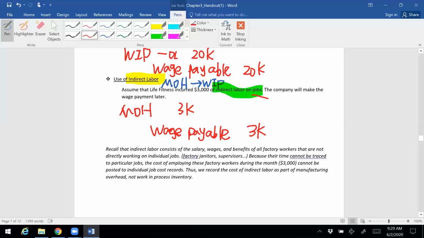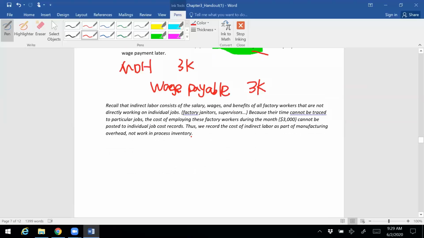When you have indirect labor or indirect material, it always goes first to manufacturing overhead. Then when you allocate it, you get the portion out of the manufacturing overhead pool and allocate it to that specific job. I don't want to read this, but get the general idea: we cannot trace that to one specific job. We cannot put this $3,000 directly into work in process or to an individual job.